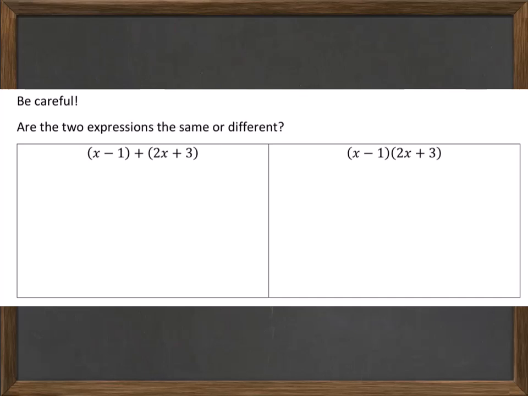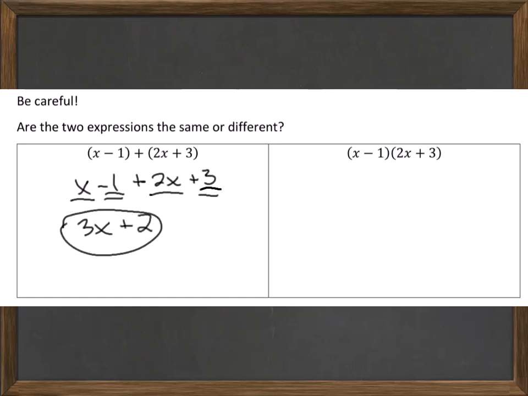Well, all we're doing is adding. There is no multiplication. We would just have x minus 1 plus 2x plus 3. So we have x plus 2x, which is equal to 3x. We have negative 1 plus 3, which is 2. Again, we're just combining like terms. That's it. Over here, we would actually have to multiply.